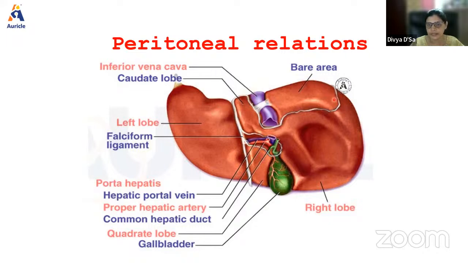This bare area is a triangular area. It is bounded above by the superior coronary ligament and below by the inferior coronary ligament, which join to form the right triangular ligament. On this side, it is bounded by the groove for the inferior vena cava, the base. This area is not covered by the peritoneum.